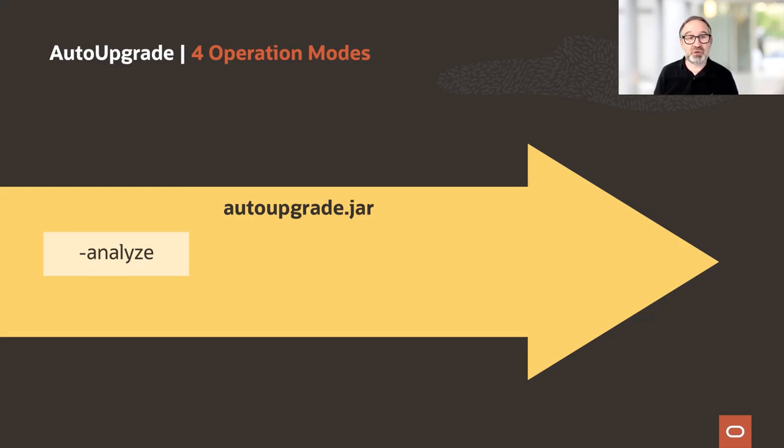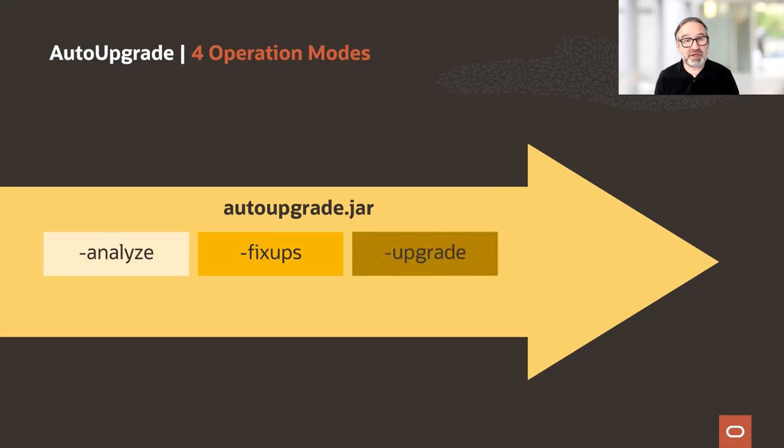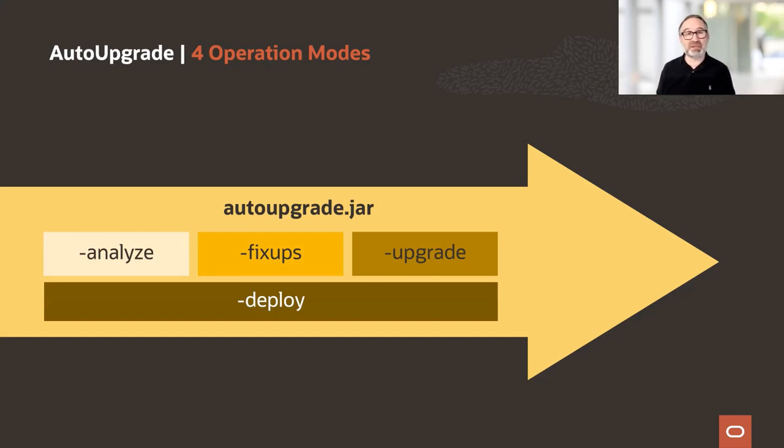If all is good, then you run AutoUpgrade in fixups mode if you do it step by step. So the next step would be fixups, which now fixes everything that the analyze found. For instance, emptying the recycle bin, gathering dictionary statistics or fixed object statistics if you haven't done that 7 days or closer to the upgrade before. And the next step, if you do it step by step, would be upgrade. Upgrade would now run also the database upgrade. And of course, also the post upgrade actions. But all this can be done with one command, as I showed you before, deploy does everything.